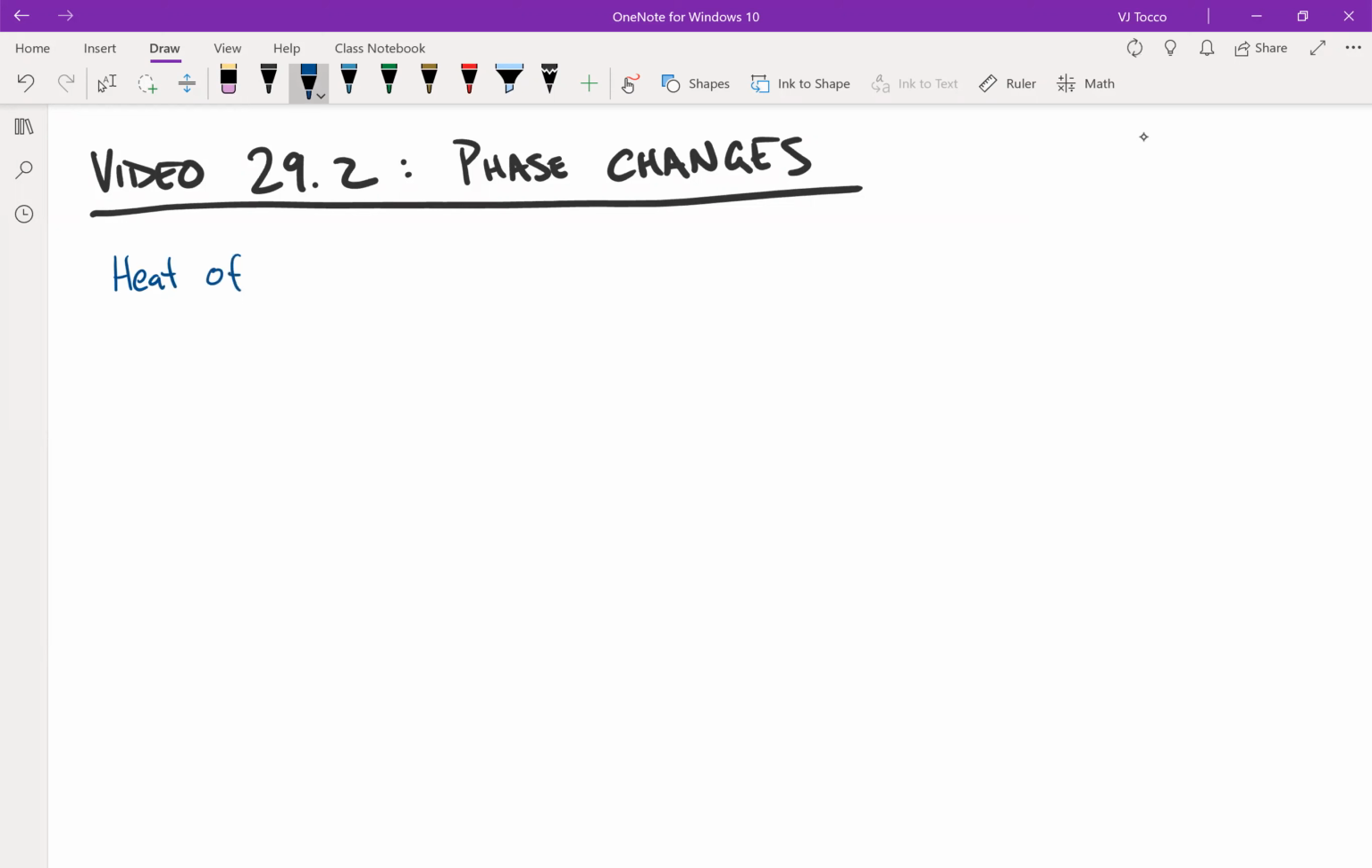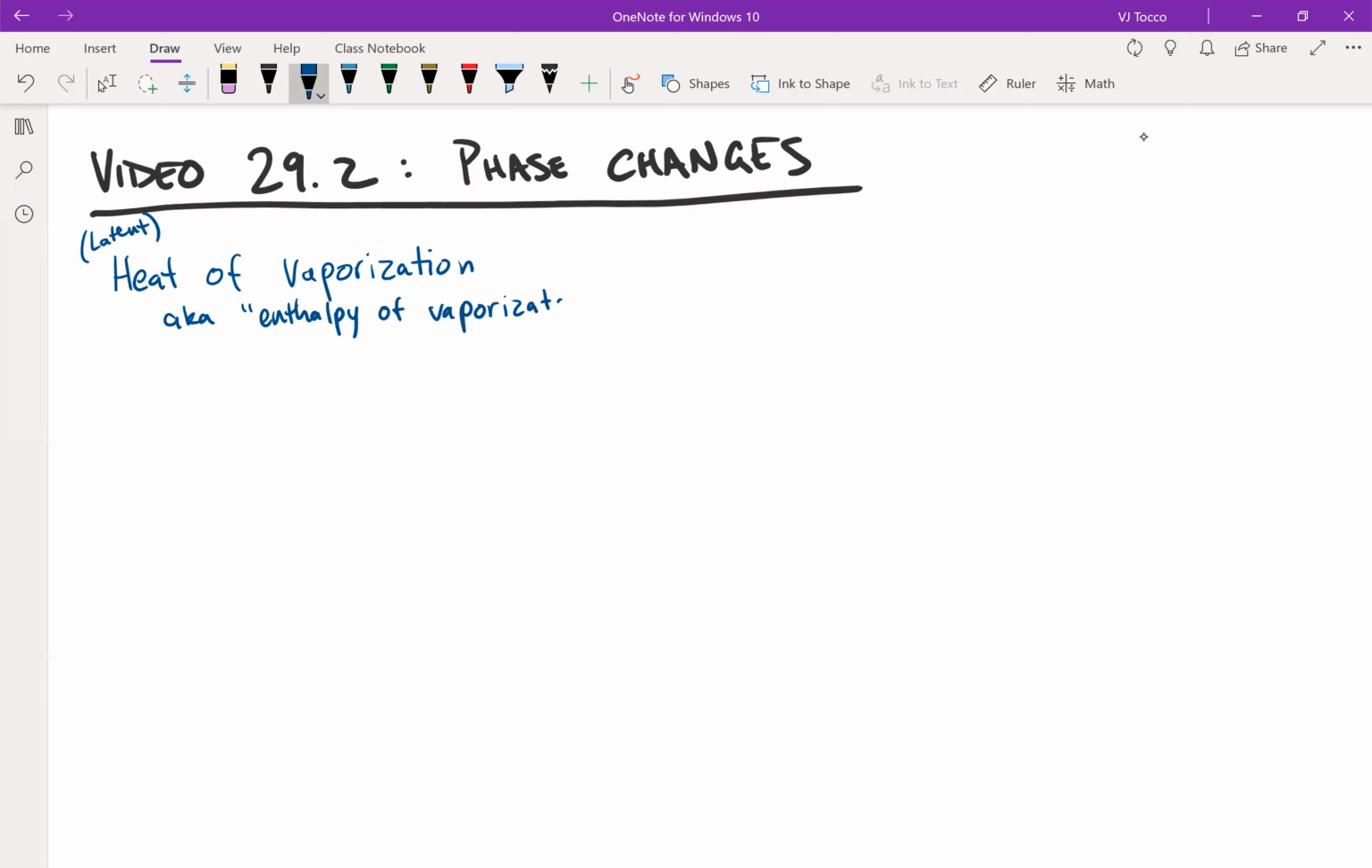vaporization. This is a bit of poor terminology in my opinion, because heat means Q, and yet this is something a little bit more specific. So this is also sometimes called the latent heat of vaporization. Just note that out front. Latent heat of vaporization or enthalpy of vaporization is another term you might also hear.